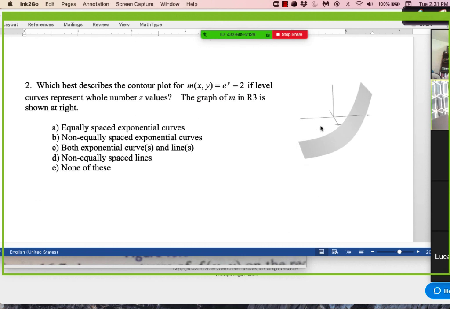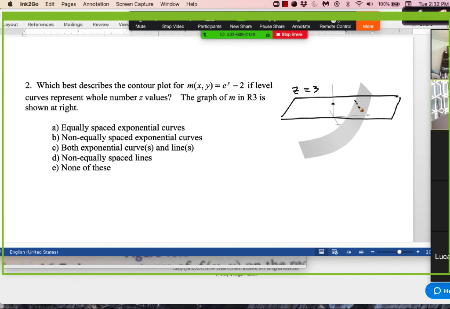Okay, what about this? Now here I'm giving the graph and asking what the contour plot will be like. If you took any level, any z value, say this is z equals 3, what will the level curve on this ramp be? It's talking about lines and exponential curves. Will it be a line or an exponential curve when you look at a particular level of this surface? So it's going to be a line.